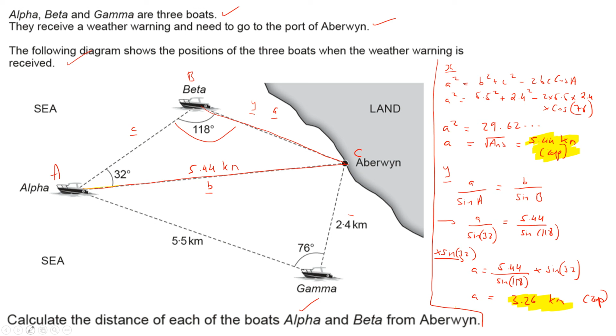If you have to specify which one was which, remember this A was the distance of alpha. So this one here is alpha. We have to make it very clear for the examiner. And this one here was beta. And that's a really hard question. So with that, we're done.